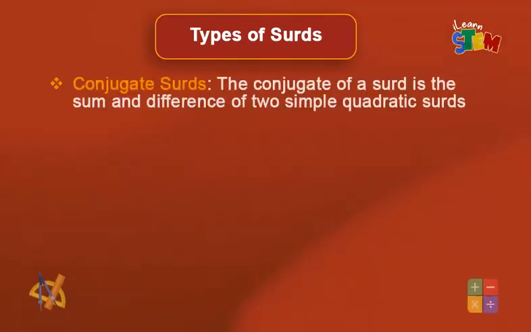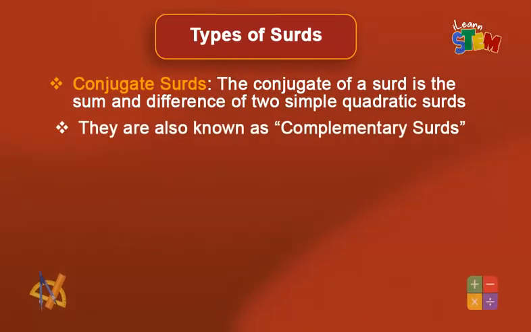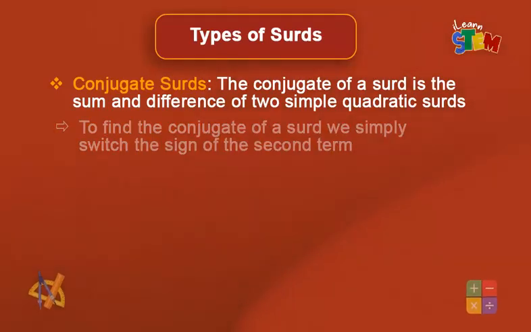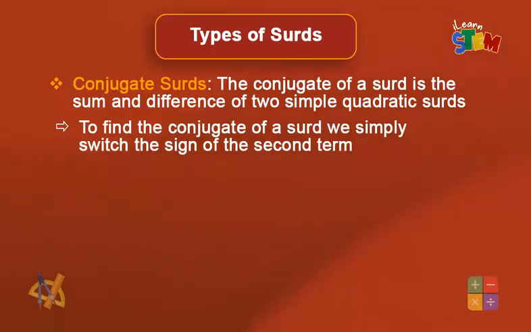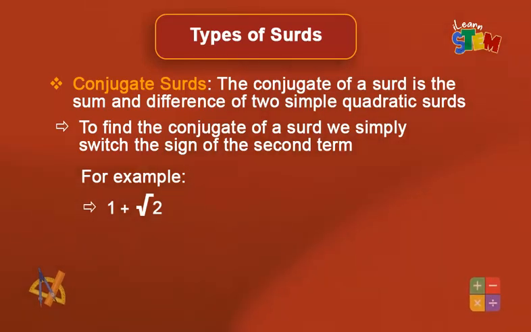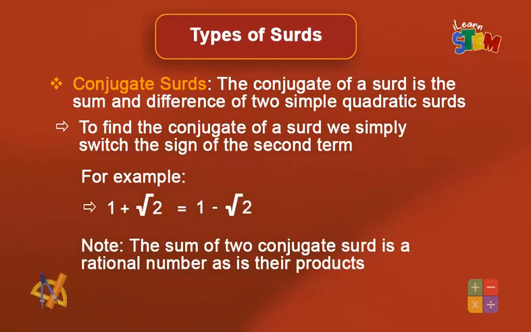Lastly, conjugate surds. The conjugate of a surd is the sum and difference of two simple quadratic surds. They are also known as complementary surds. To find the conjugate of a surd, we simply switch the sign of the second term. For example, in the expression 1 plus √2, the conjugate will be 1 minus √2. Note that the sum of two conjugate surds is a rational number, as is their product.